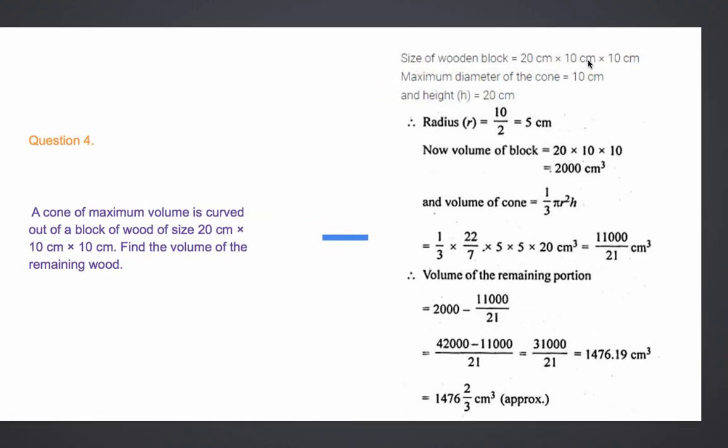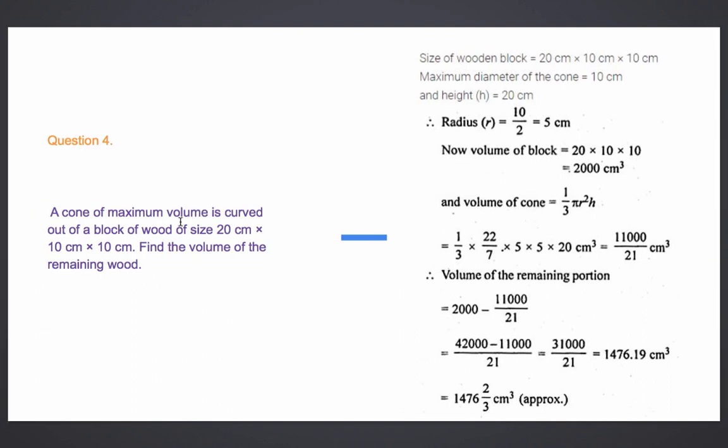See, this is the size of the wooden block. So the volume of the wooden block will be length into breadth into height. That is the volume of the cuboid. We know it comes out to 2000. Clear? Now let's talk about the volume of the cone.